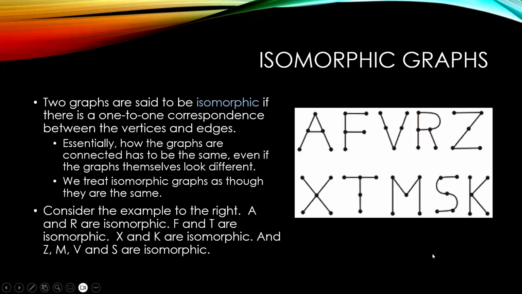Similarly, X and K have the same structure, and so they're isomorphic. And Z, M, V, and S are also all isomorphic to one another because they're just following a line, basically. We have this one to this one, to this one, to this one, to this one. V, M, S, and Z are all just following a straight line.